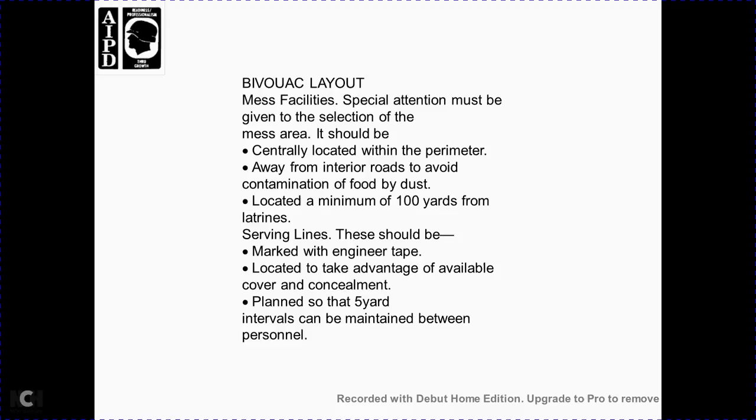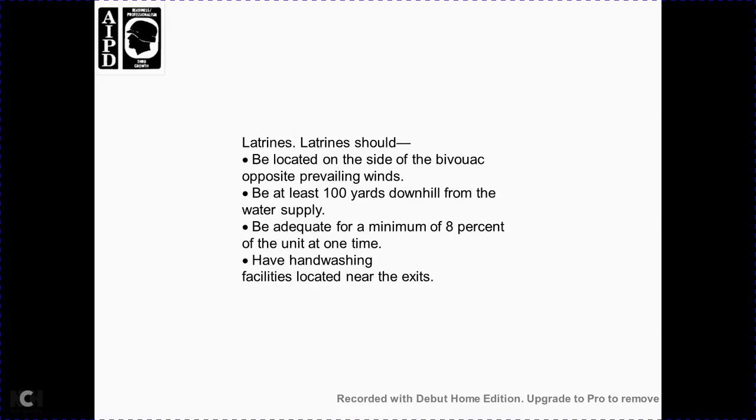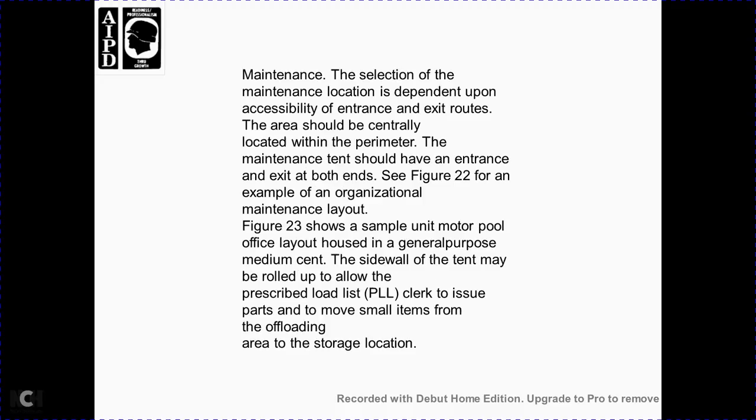Play with it so that 5-yard intervals are maintained between the personnel. The latrine should be located inside of the bivouac, opposite the prevailing winds, at least 100 yards downhill from the water supply. Be adequate, minimum 8% unit, with one-time hand washing facilities located near the exits.